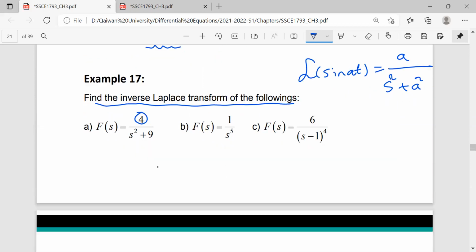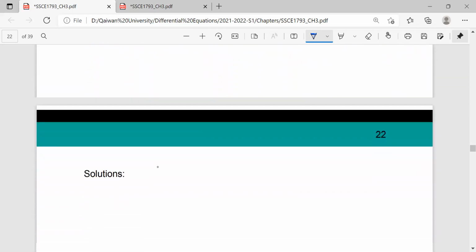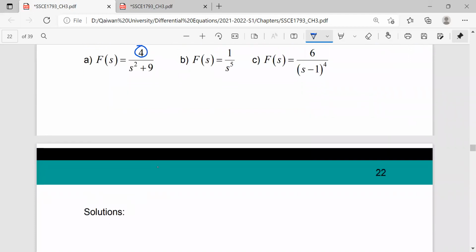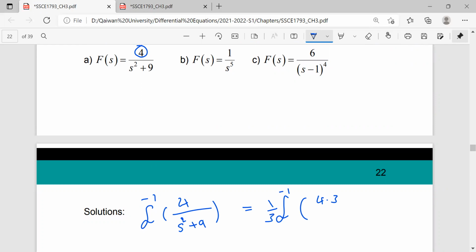Let's solve the first one. The Laplace inverse of 4 over s squared plus 9 equals the Laplace inverse of 4 times 3, one over 3. We multiply by 3 and divide by 3, and we can take this 4 out of the Laplace inverse. So you have 4. That's it.